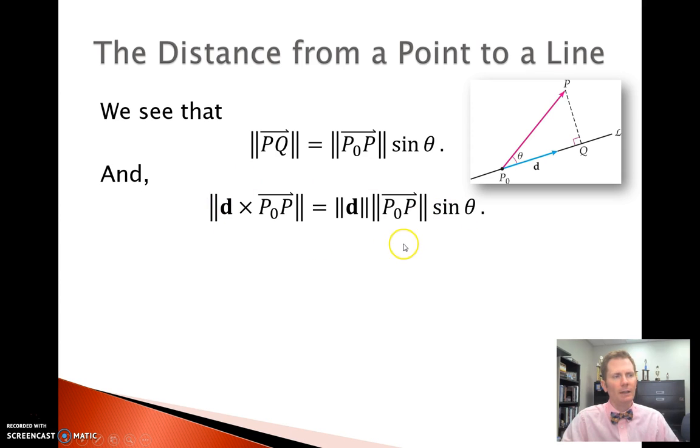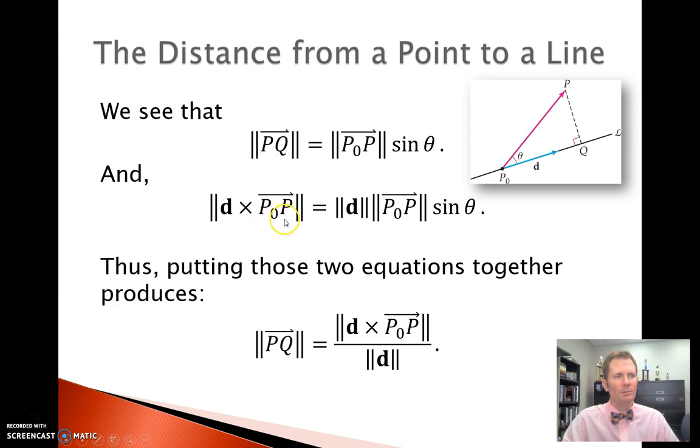So if I solve this second equation for the magnitude of P0P times sine theta, by dividing both sides by the magnitude of d, I will have two different expressions for the magnitude of P0P sine theta. And since both of those expressions are equal to P0P times sine theta, then they must also be equal to each other, and that's how we can say that the magnitude of the vector PQ is equal to the magnitude of the cross product of the direction vector and the vector P0P, divided by the magnitude of the vector d.